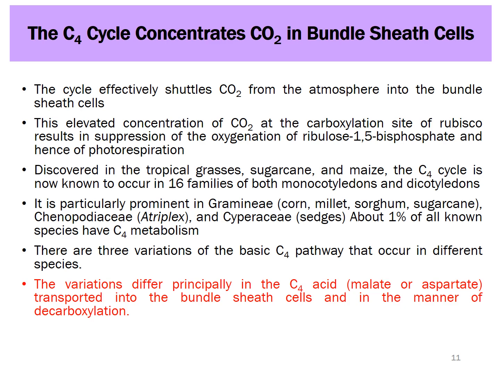So this was discovered in the tropical grasses, sugarcane and maize, and the cycle is now known to occur in 16 families of both monocotyledons and dicotyledons, and it is particularly prominent in Gramineae, corn, millet, sorghum, sugarcane, Chenopodiaceae like in Atriplex, and the Cyperaceae family, like sedges, in which it is commonly seen.